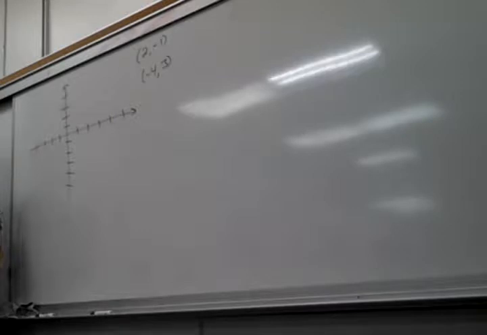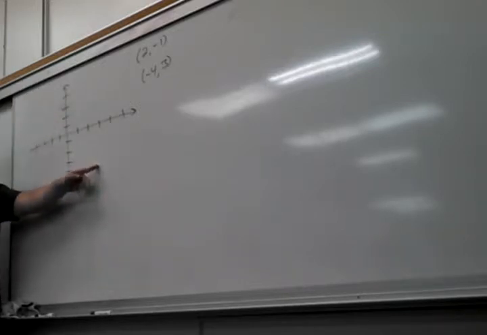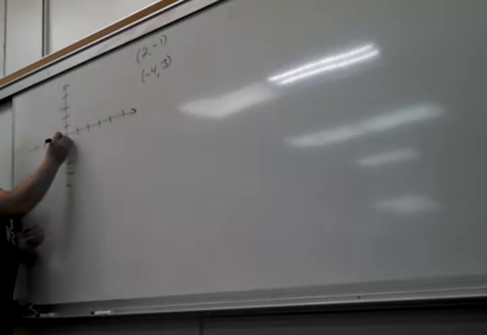Which quadrant is (2, -1) in? Quadrant 4, because we decided to go counterclockwise: 1, 2, 3, 4. So it's quadrant 4, because (2, -1) would be over 2, down 1.